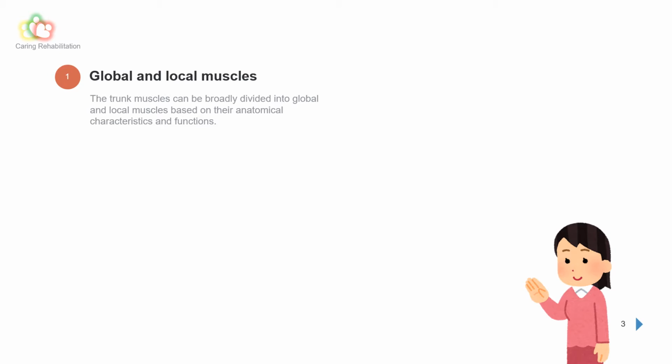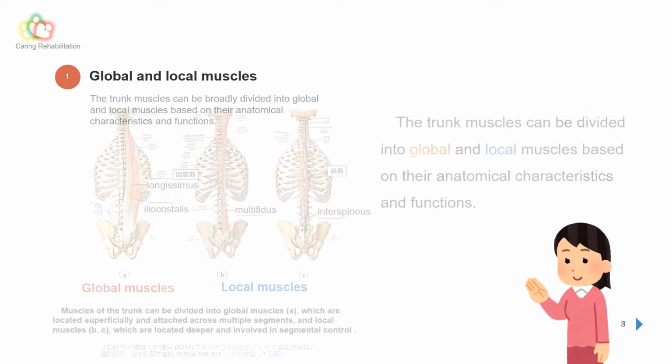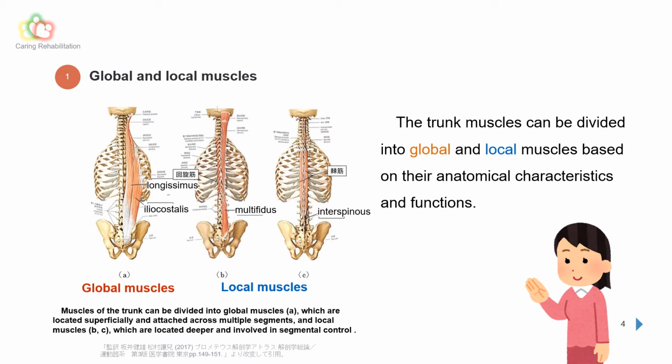Global and local muscles. The muscles of the trunk can be divided into global and local muscles based on their anatomical characteristics and functions. The global muscle is a large trunk muscle located superficially and is attached across multiple segments of the spine, generating torque for spinal column motion. It also adjusts to external loads by transferring stress directly between the rib cage and pelvis.